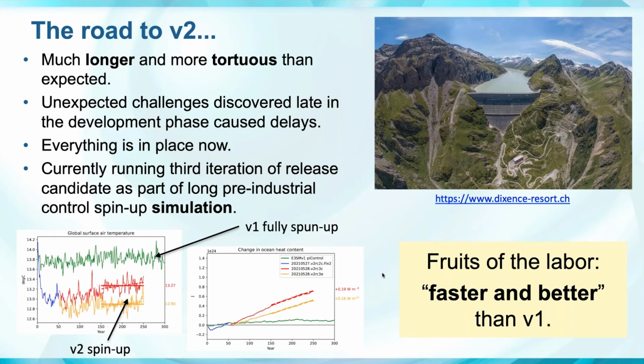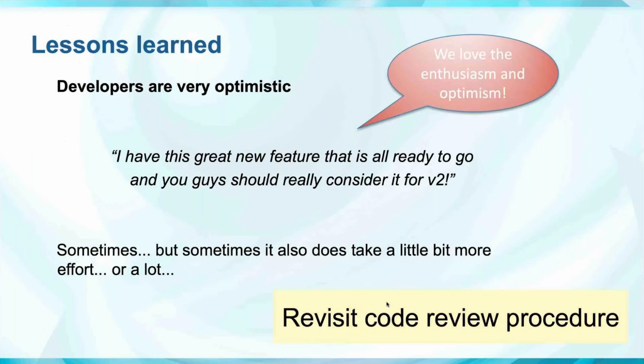But we know that overall, V2 will be faster and better than V1, which is a substantial achievement, given that models often become a little better from one generation to another, but usually slower and sometimes a lot slower. So achieving both faster and better is significant.